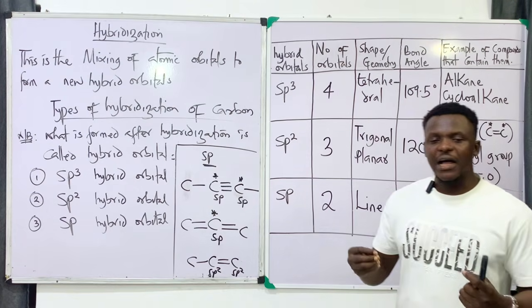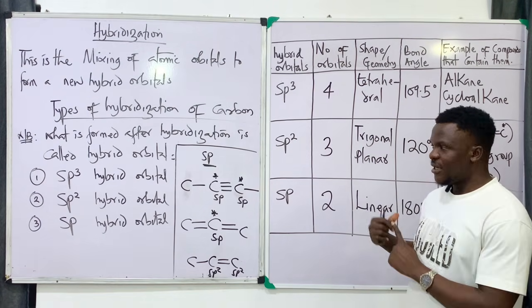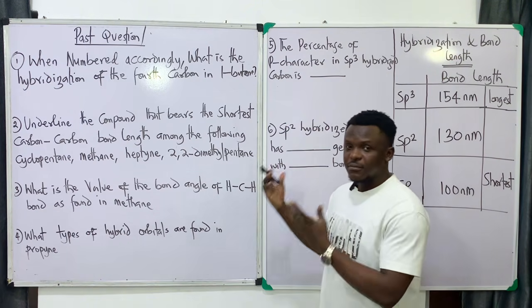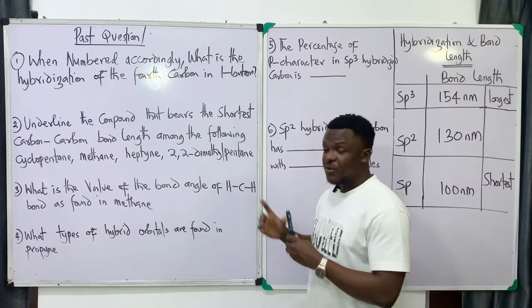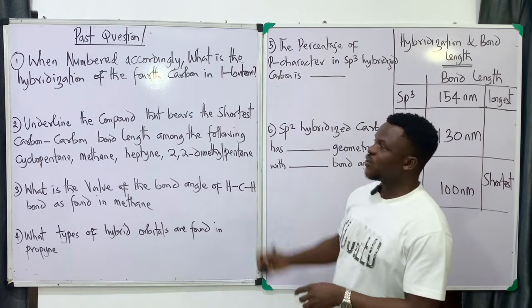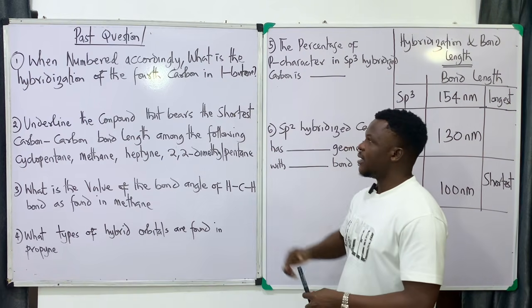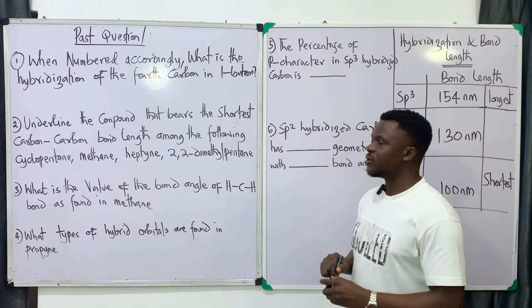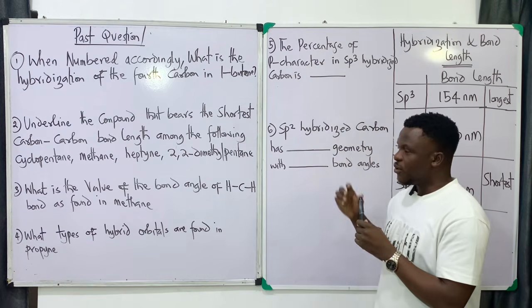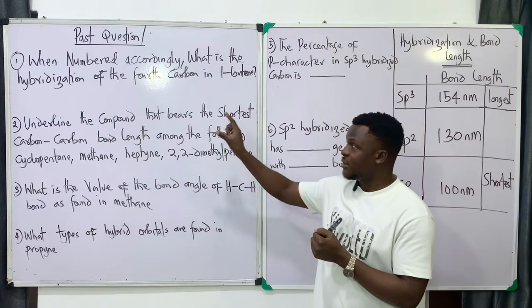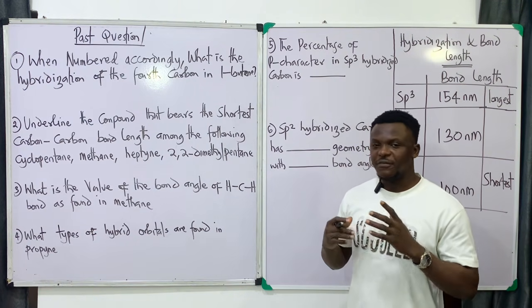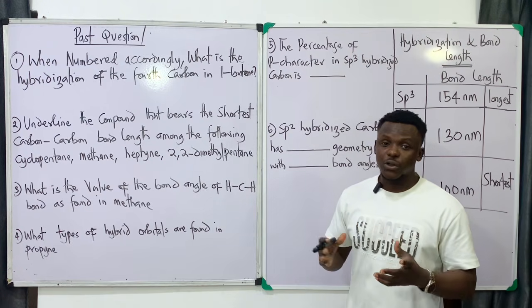Now let's see how questions can be asked pertaining to this. Let's look at a few questions here. These are past questions from previous exams, and these questions are technical and tactical, so I would encourage us to pay close attention. The first one said, when numbered accordingly, what is the hybridization of the fourth carbon in 1-butene? This is a very technical question. You must be able to interpret the name into the structure and then check carbon number 4 to see if it is a single bond, a double bond, or a triple bonded carbon.